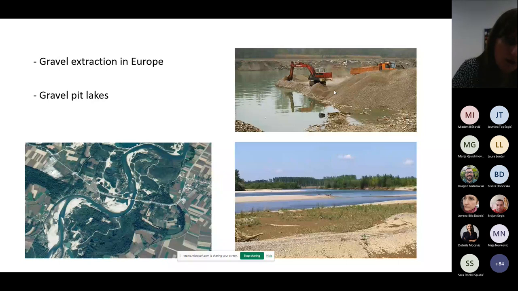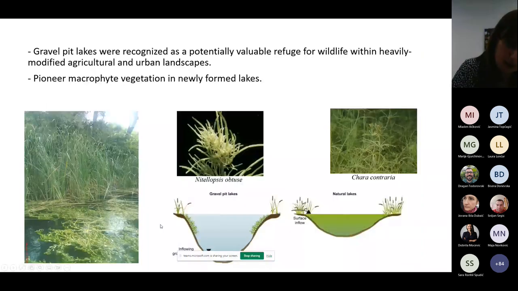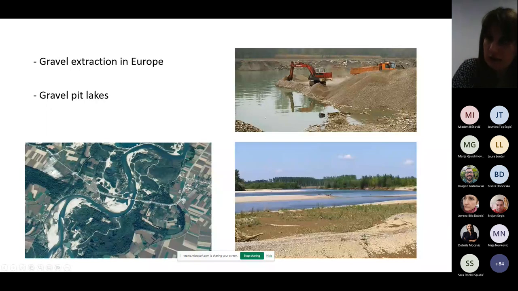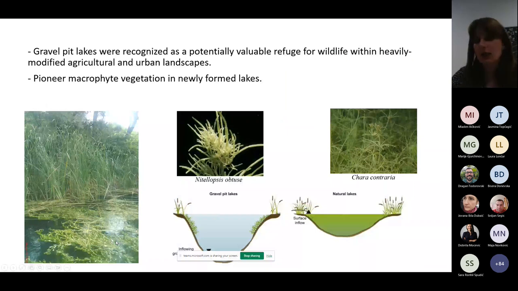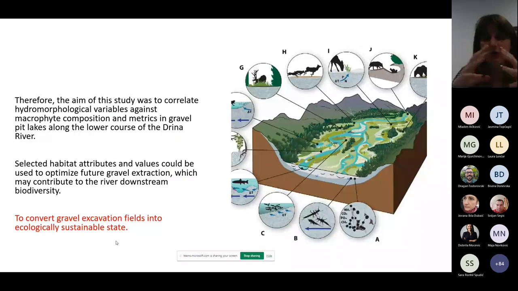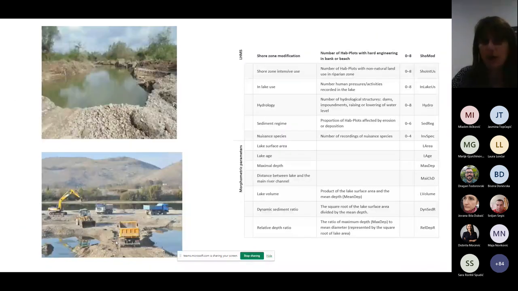And as you can see, there were a lot of excavation fields here. But these habitats, I mean, these lakes, which are formed in excavation fields, can become very important alternative habitats for aquatic communities. So this is also one point of view that I would like you to think about: even though there was illegal excavation of gravel along the Drina floodplain or many rivers in the Balkans, it left behind a new habitat. Okay, so these new habitats can be refugia and nursery habitats for aquatic biodiversity in a whole catchment and other downstream habitats.